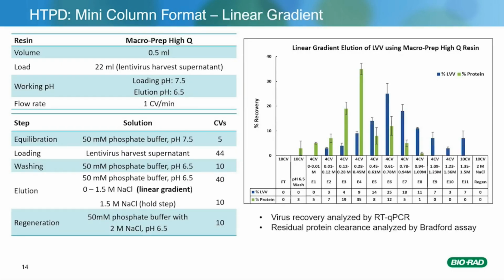For the column studies, a mini-column of 0.5 ml volume was used. A linear gradient from 0 to 1.5 molar sodium chloride was applied for eluting the lentivirus. 4 CV elution fractions were collected during the gradient and were analyzed by RT-qPCR and Bradford assay. The resulting plot shows that the protein impurities required a lower salt concentration for elution, whereas the lentivirus required a relatively higher salt concentration. This data confirms that Macroprep HiQ can be utilized for lentivirus purification in dynamic conditions as well.